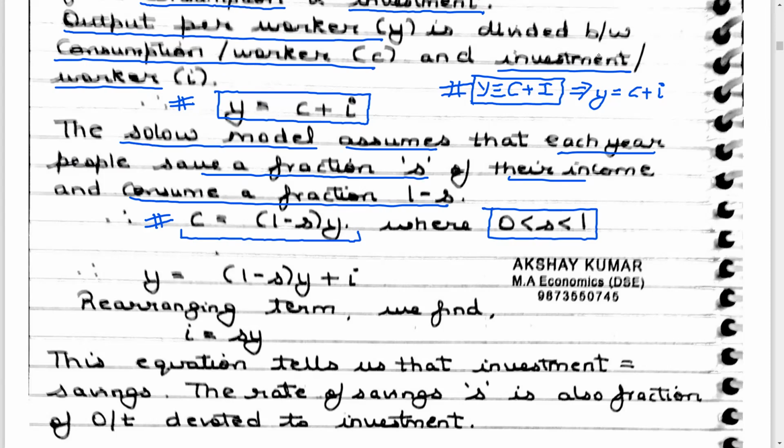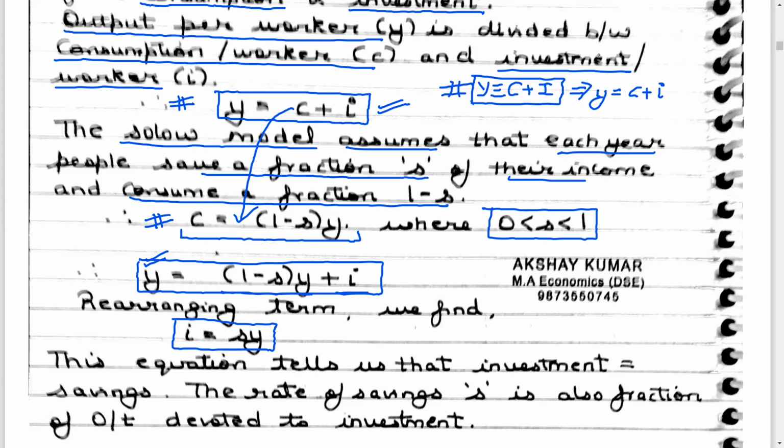Okay, so guys, how can I write this equation? Y is equal to, what is C? C is nothing but 1 minus s times Y, plus I. Y is equal to 1 minus s times Y plus I. Okay, so if I further solve this, I get I is equal to s times Y. When you solve this particular equation for I, you get I as s times Y.